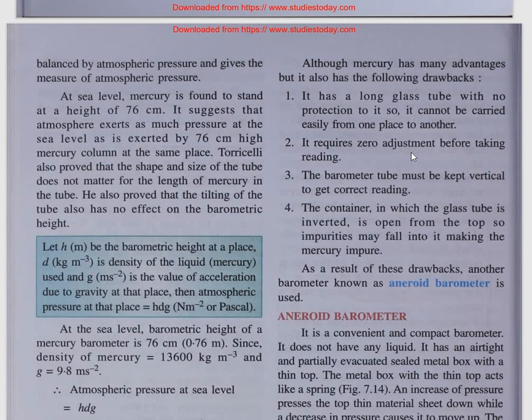Although mercury has many advantages, it also has the following drawbacks. It has a long glass tube with no protection, so it cannot be carried easily from one place to another. Even we cannot carry it because it is so slippery. It requires zero adjustment before taking a reading; the mercury should be at the bottom level. The barometer tube must be kept vertically to get the measurement correctly. The container in which the glass tube is inverted is open from the top so impurities may fall into it, making the mercury impure.